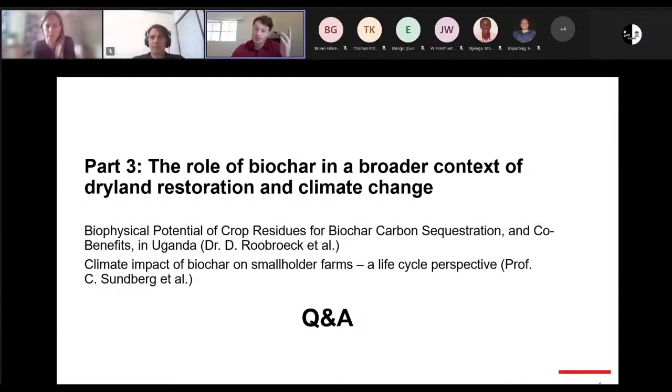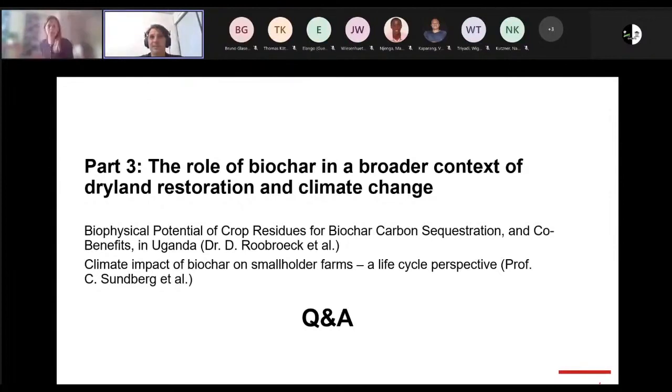And water, soil water retention in a dryland area as well. Very, very important. Thank you very much. There has been another question rated high on what are the remaining research gaps to further scale out biochar.